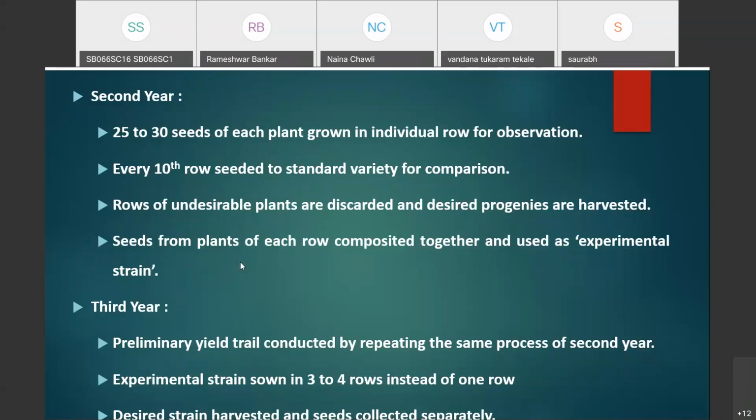In the third year, preliminary yield trials are conducted by repeating the same process of the second year.